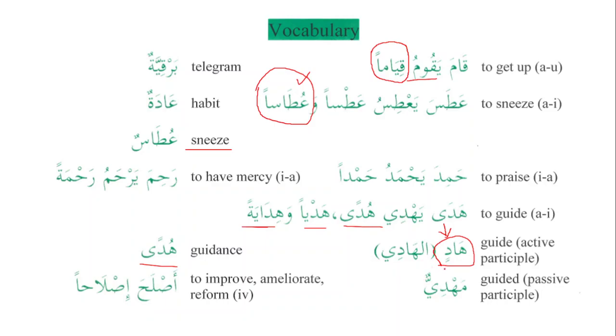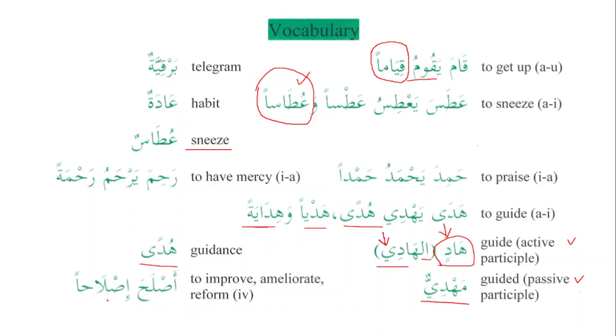So that's why you can see here we have hadin, and we know that this is ismul manqus. Ismul manqus means that when it is marfu', then ya will be dropped. But when we add al with that, then the ya comes back. So when we say al, it will be al-hadi. And similarly, when it is used as mudaf, then also ya comes back. So in 2 conditions we know that ya comes back. Number 1, when we have al with that, and number 2, when it is used as mudaf. Hadin is ismul fa'il, and mahdiyun is ismul maf'ul. As you can see here, active participle hadin, passive participle mahdiyun.